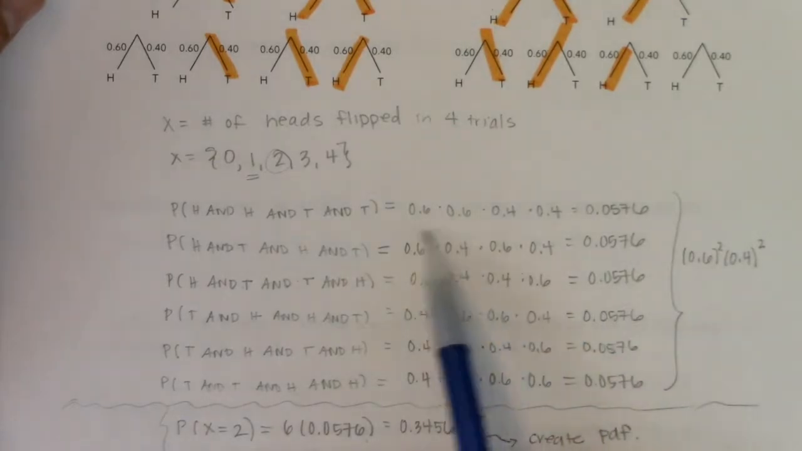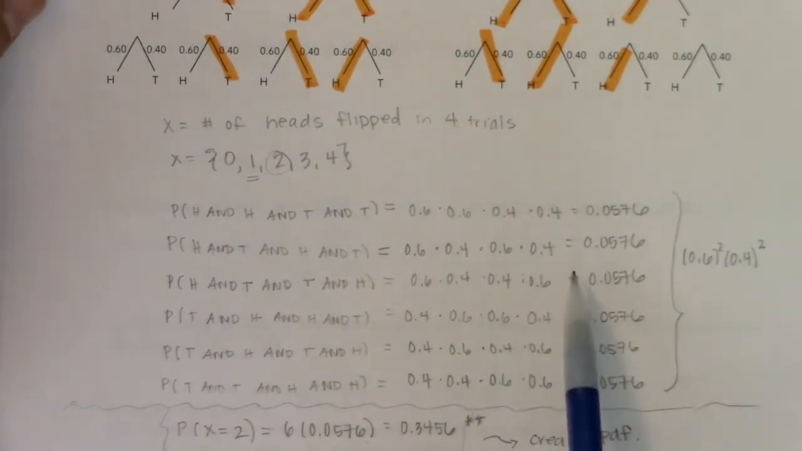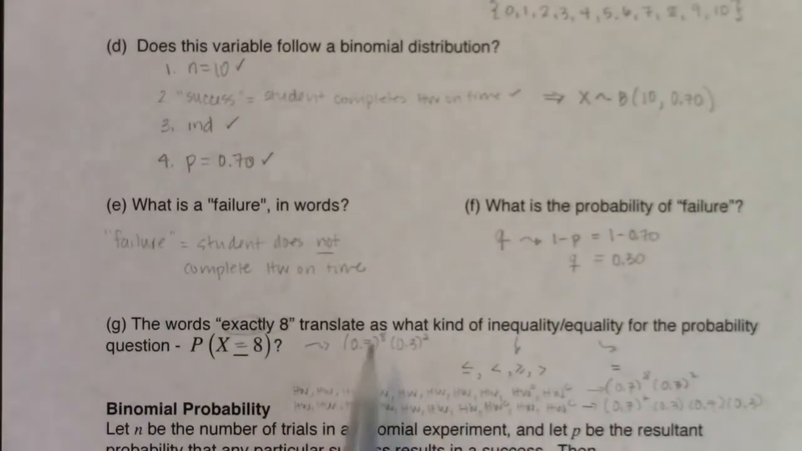Because there were 2 heads flipped and 2 tails flipped. So it's the same idea here. You're going to have 8 kids doing their homework, 2 kids not doing their homework. And then it'll come down to how many branches do I have? How many different ways can 10 students have exactly 8 of them do their homework? And we have a number for that in math. Right? It's called a combination.